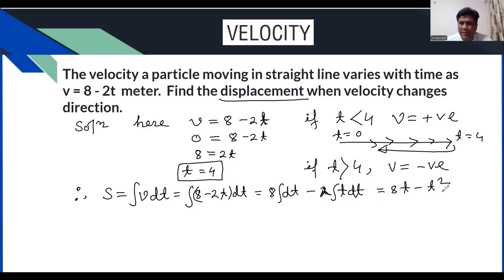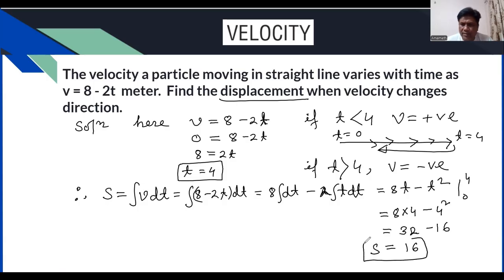So if we put the limit 0 to 4, so it will be what? 8 into 4 minus 0, and this is 4 square minus 0 square, okay? So it is nothing but 32 minus 16. So I think it is 16, na? And it makes sense also, I think, the positive value. Okay.